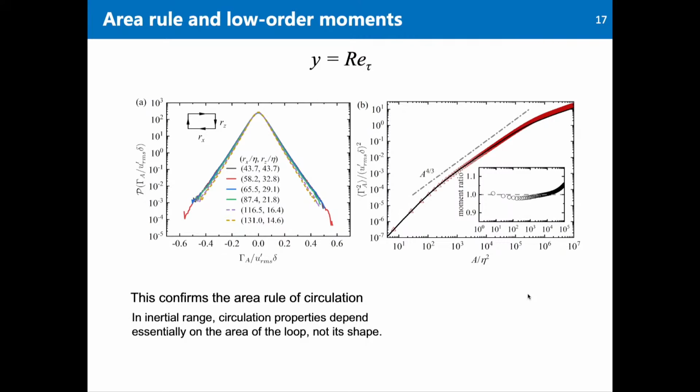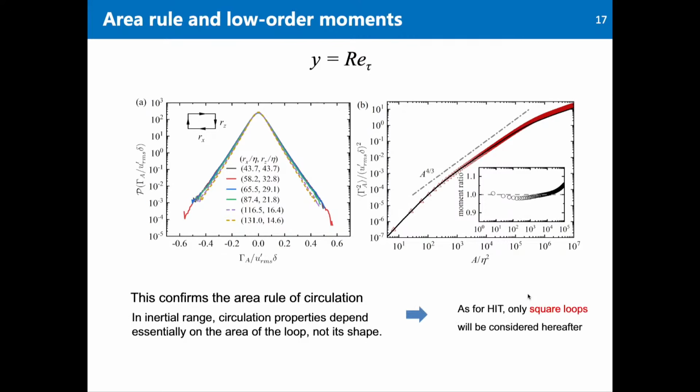in the wall-free case. So if you measure the center plane, this is what this is all about. It confirms that the area rule of circulation is true in the inertial range. Circulation properties depend essentially on the area of the loop, not its shape. Of course, we are generalizing a little bit here because I only consider rectangles. I could have considered stars and hexagons and all that, which I have not done, I must tell you.